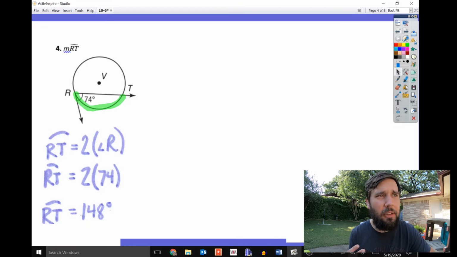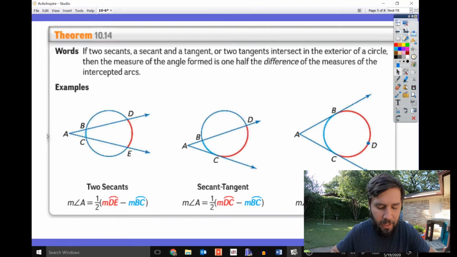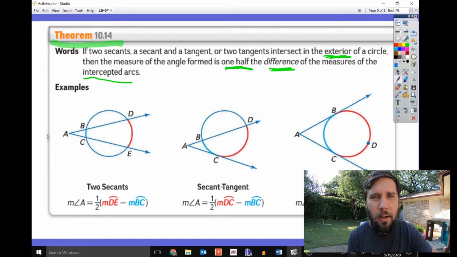So what happens in our last situation? Not only can I have an angle inside the circle and an angle on the circle, I could also have an angle outside the circle as well. So we have another theorem, theorem 10.4. What happens if the angle is outside? Well, if two secants, a secant and a tangent, or two tangents intersect in the exterior of a circle, this is the key, then the measure of the angle formed is 1/2 the difference of the intercepted arcs. So instead of 1/2 the sum, it's 1/2 the difference.